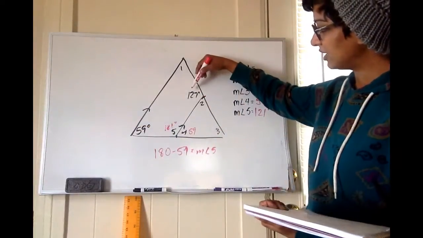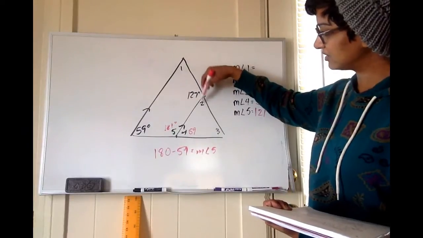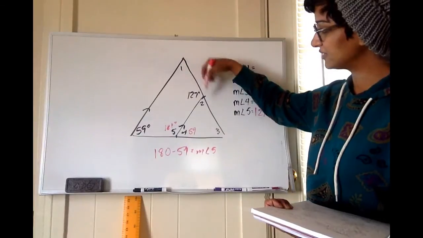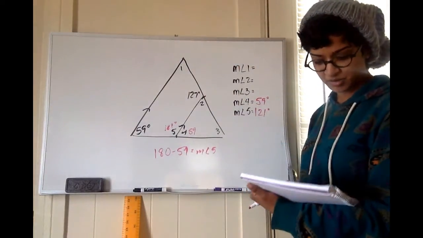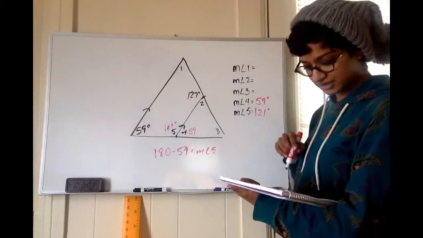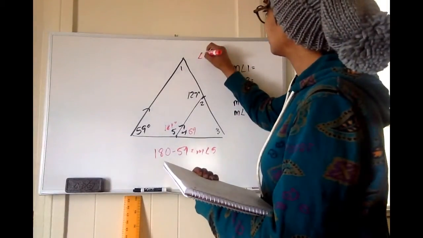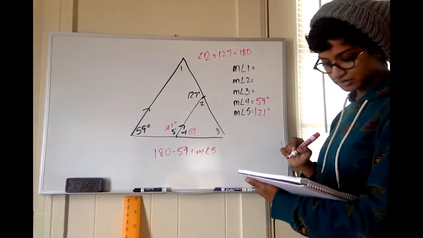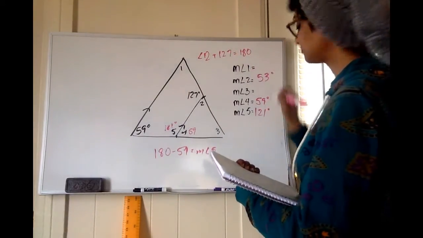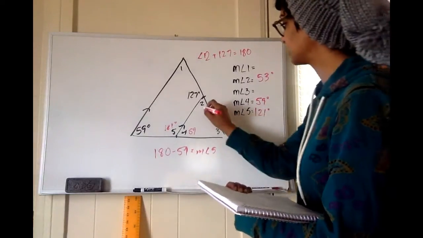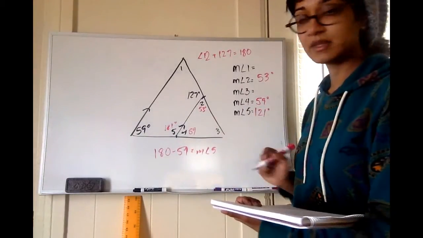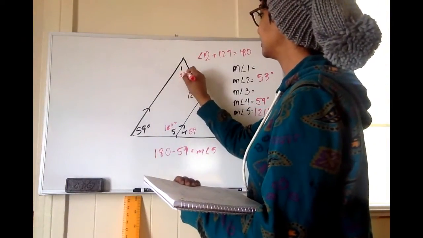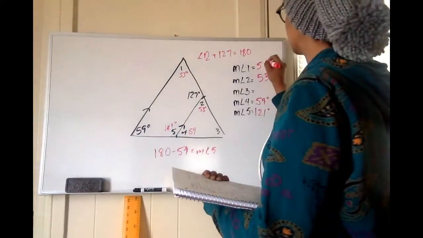So here we have angle 2 is supplementary with 121 and corresponding with angle 1. We could figure out angle 1 first or angle 2 first. I think a lot of you guys would be more comfortable seeing angle 2 first. So if I do angle 2 plus 127 equals 180, that gives me angle 2 is 53 degrees. So I'm going to put that right here. Angle 2 and angle 1 are corresponding angles, so I'm going to put 53 degrees right here. I'll fill that in up there.